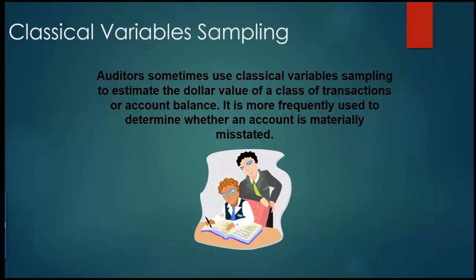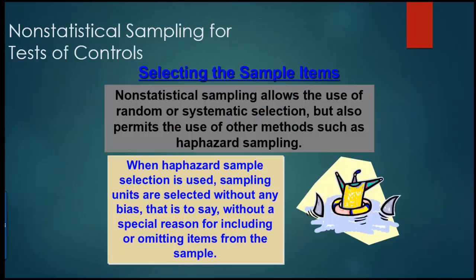Some classic sampling techniques are used to estimate the dollar value of classes of transactions. It's more frequently used to determine whether an account is materially misstated. So let's talk for the next couple of minutes about what we call non-statistical sampling. And again, this is probably the area where we're going to have our most impact from an auditor's perspective, because primarily the work of the internal auditor is related to internal controls.